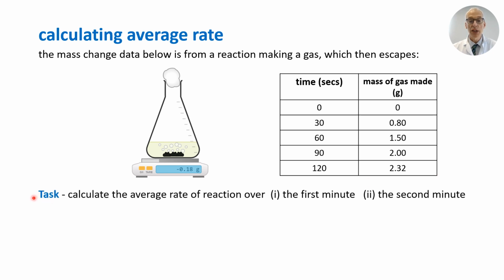Calculate the average rate of reaction over the first minute. Okay, so that's 0 to 60, and over the second minute, 60 to 120 seconds. Pause, calculate those two average rates of reaction, come back to check and correct when you are ready.